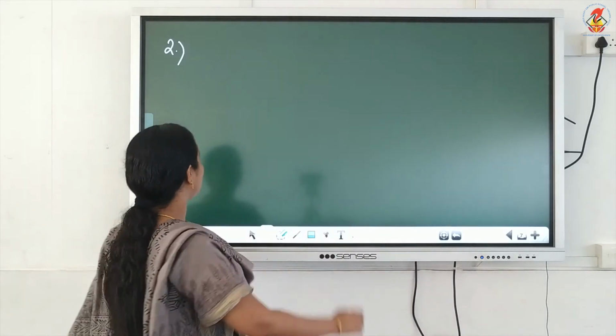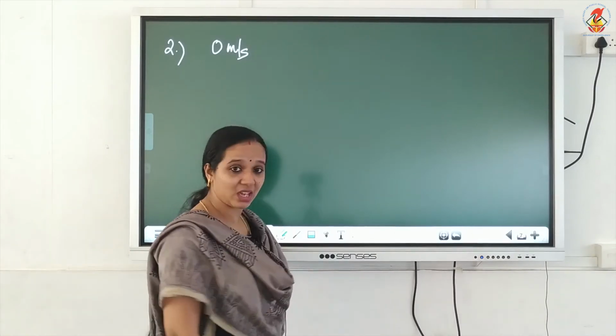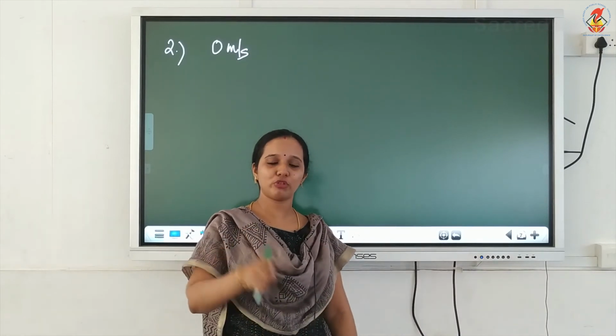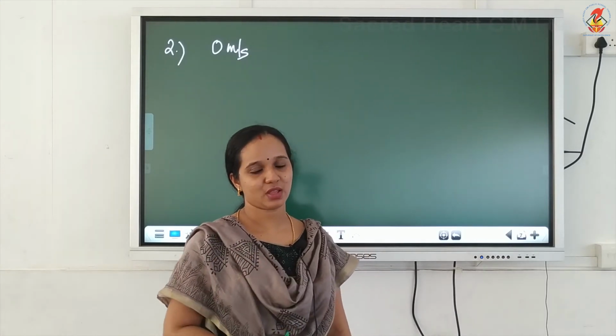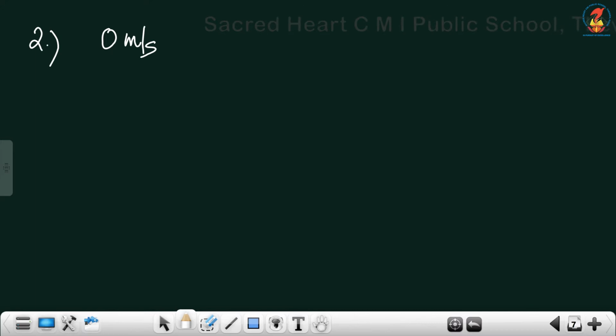So, initially the football was at rest. That is, velocity is 0. Now, the football player is kicking the football towards another player. That is, the football player is applying a force on the ball. When a force is applied on the ball, its state will change.